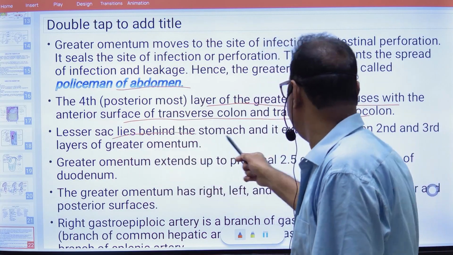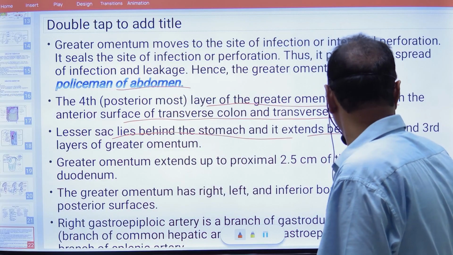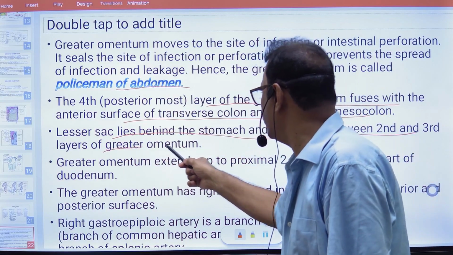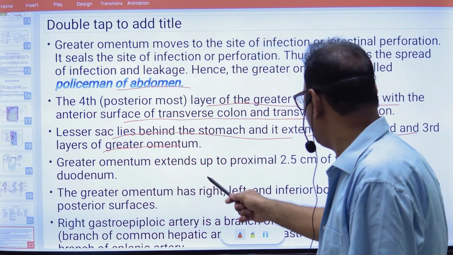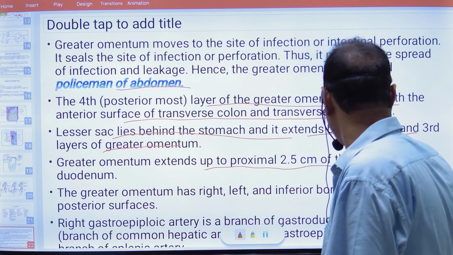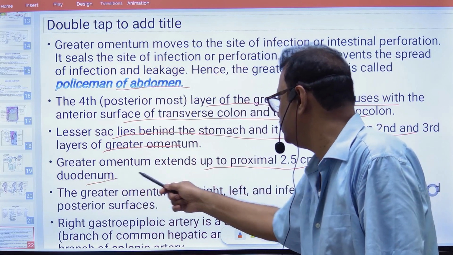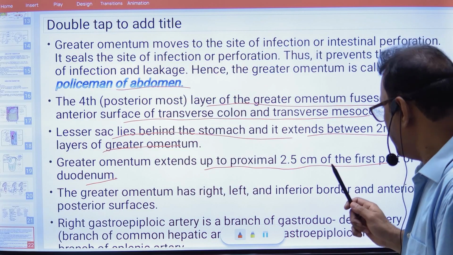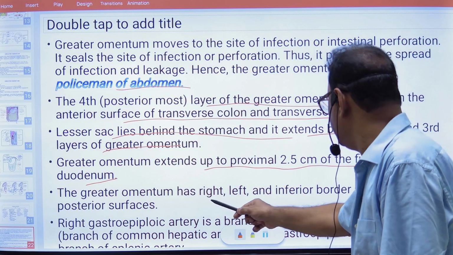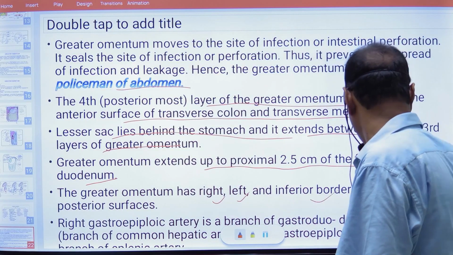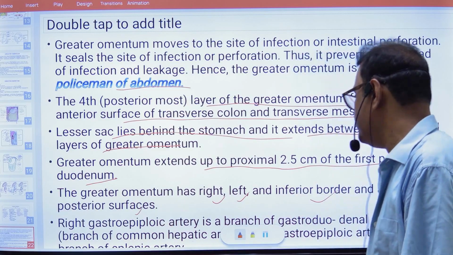The lesser sac sits behind the stomach and it extends between the second layer and the third layer of the greater omentum. Greater omentum extends up to the proximal 2.5 centimeter of the first part of the duodenum. Greater omentum has a right and left border, an inferior border, and anterior and posterior surfaces.